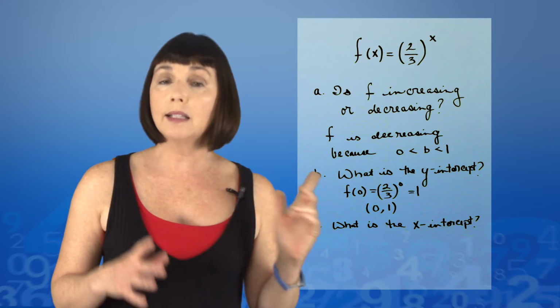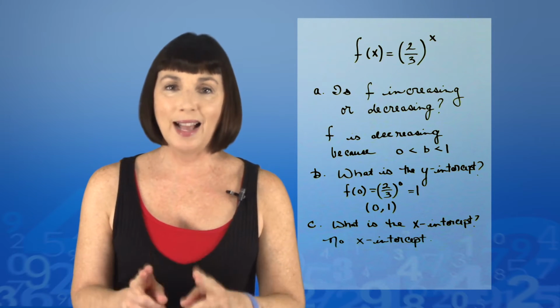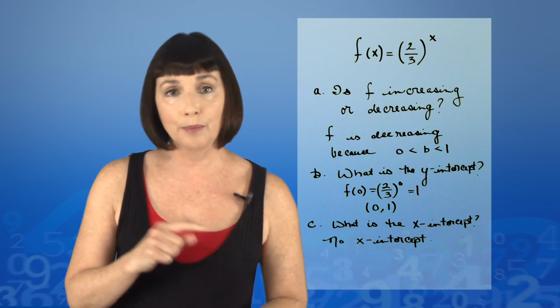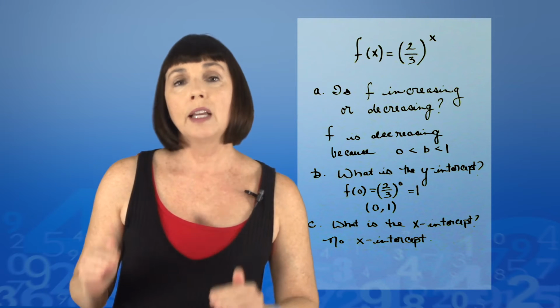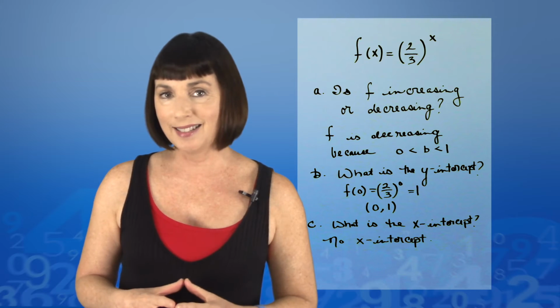What is the x-intercept of this function? There is no x-intercept. The positive x-axis is an asymptote. So as x approaches infinity, the graph gets closer to the x-axis, but it never intersects it.